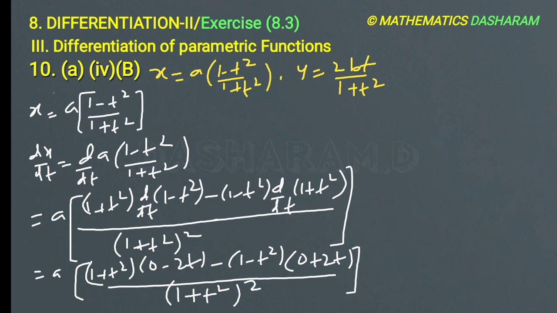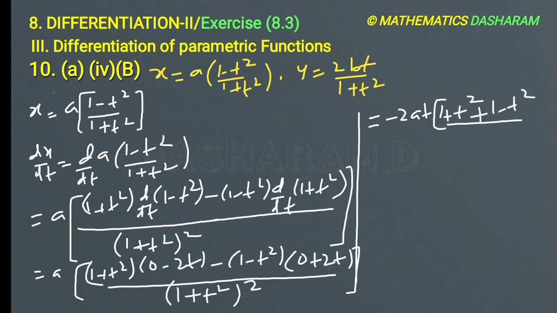So then it is equal to, here in the numerator we can take the minus 2t common. So minus 2t, but already a is there, minus 2at. So then 1 plus t square, 1 plus t square, and here we already took the minus common, then plus will come here. So 1 minus t square divided by 1 plus t square whole square.